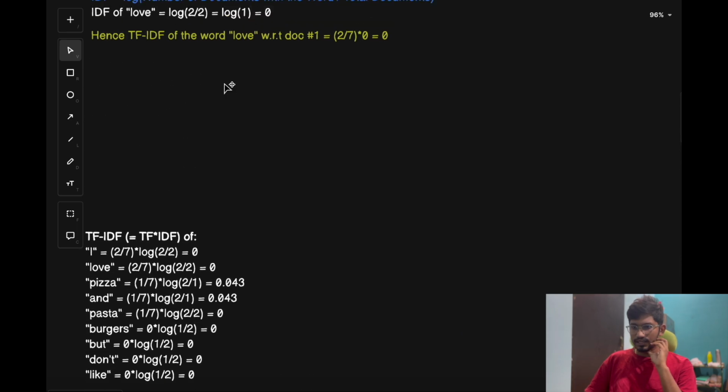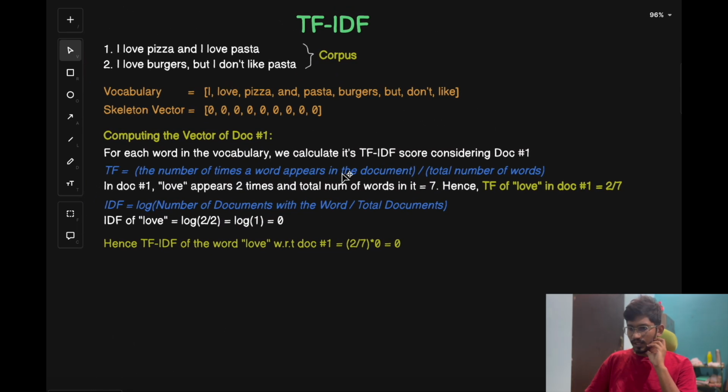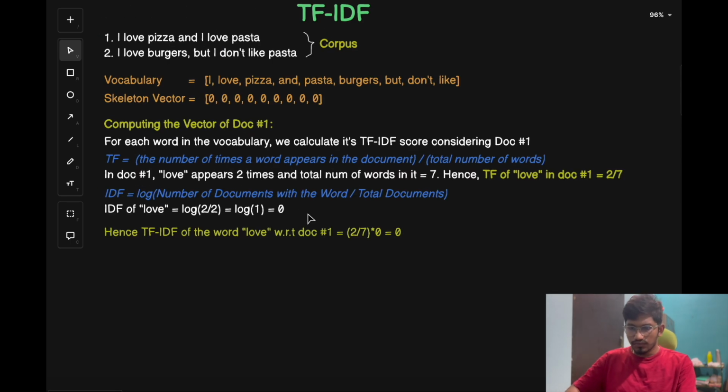So you can clearly see the TF for the word pizza will be 1 by 7 because it appears once in this document number 1. So 1 divided by the total number of words in this document, which is 7. So 1 by 7. And the IDF will be based on the number of documents with the word. How many documents have this word pizza? Only one document. And the total number of documents is 2. So 1 by 2. So the IDF value of the word pizza will be minus of 0.043.